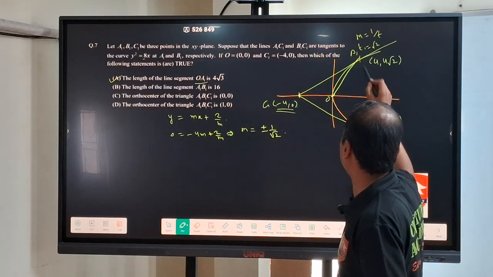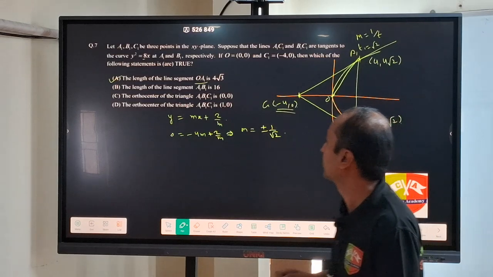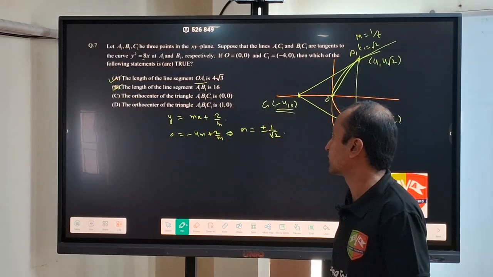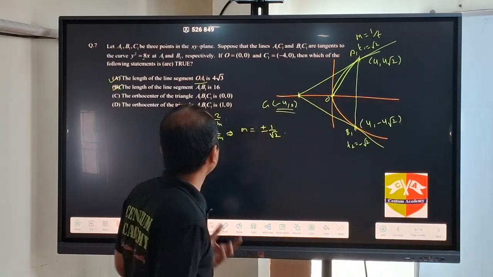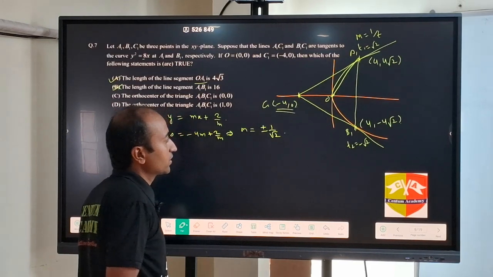Length of line segment A1, B1. This is a vertical line. So the difference of the y coordinates is 8 root 2. It's clearly not 16. The orthocenter of triangle A1, B1, C1. So out of C and D, either both of them could be false or not more than one of them could be true. To find the orthocenter, we need three altitudes.